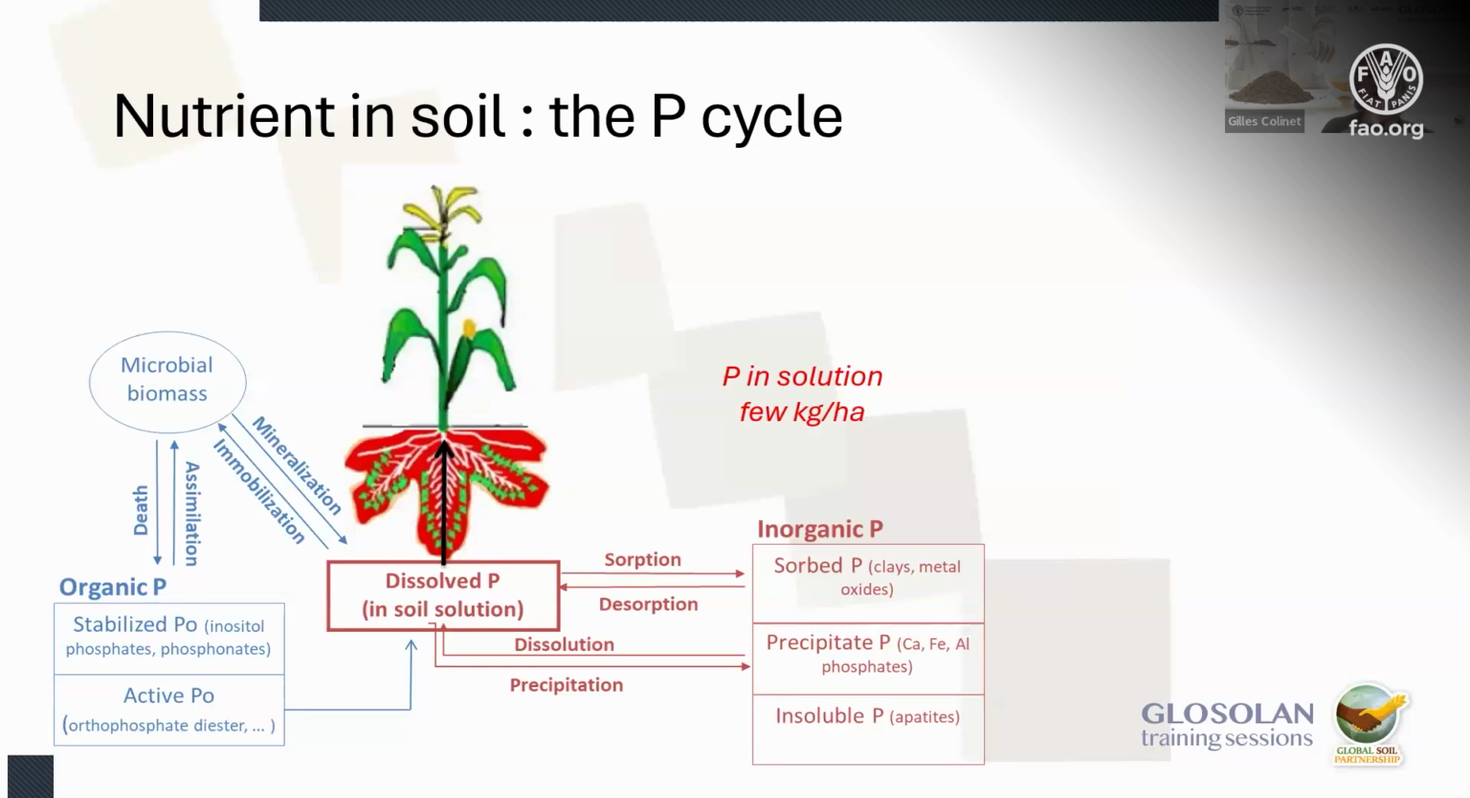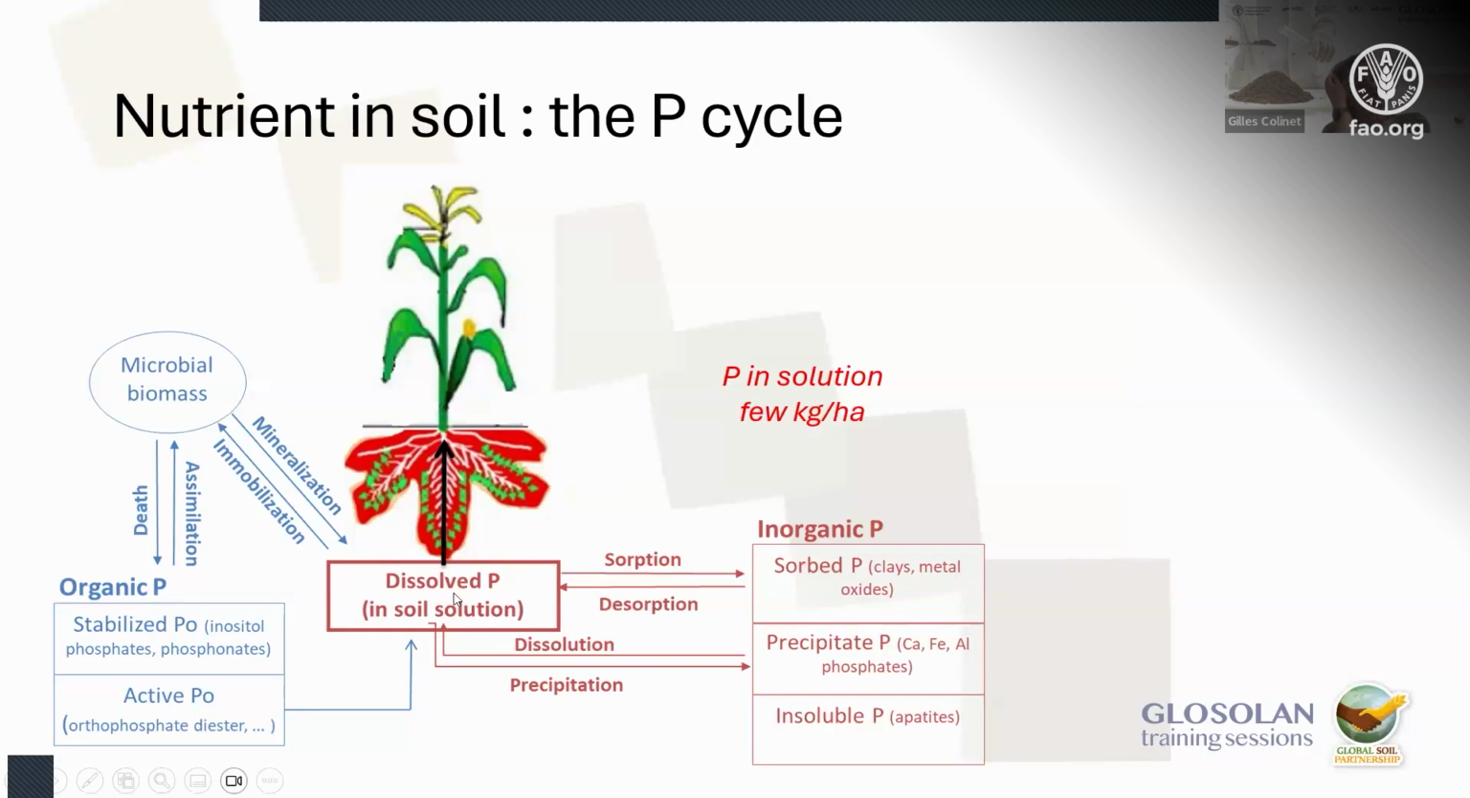Another nutrient, of course, is the phosphorus. And regarding the phosphorus, you also have different forms of phosphorus in the soil. The major source for the plant is the dissolved phosphorus. So it means that the phosphorus must be in the solution before being taken up by the plant.